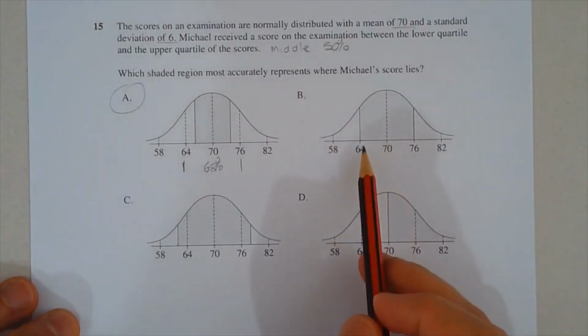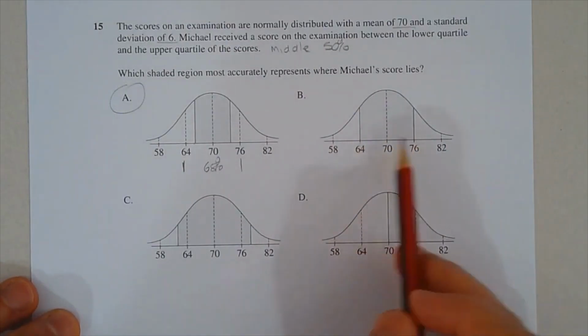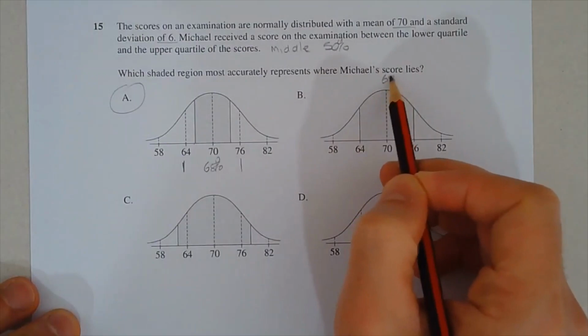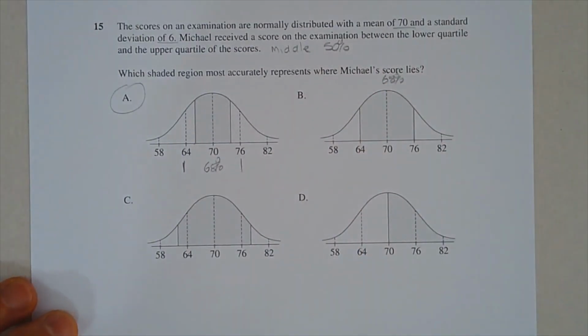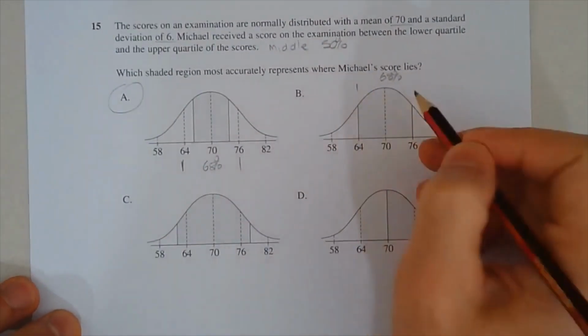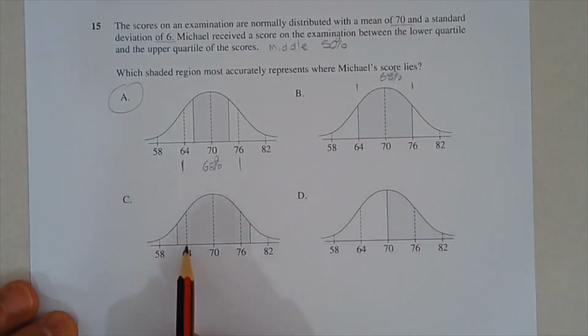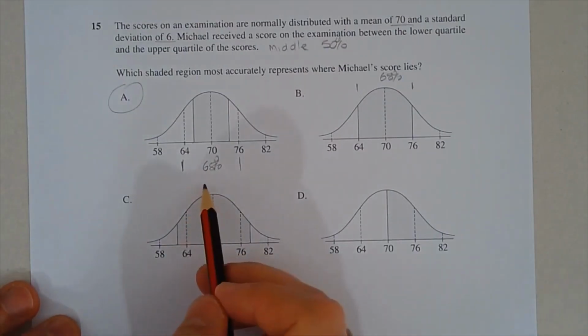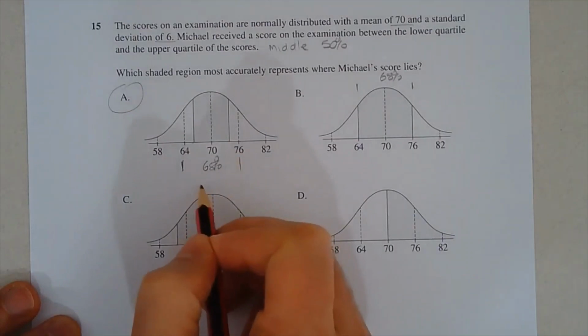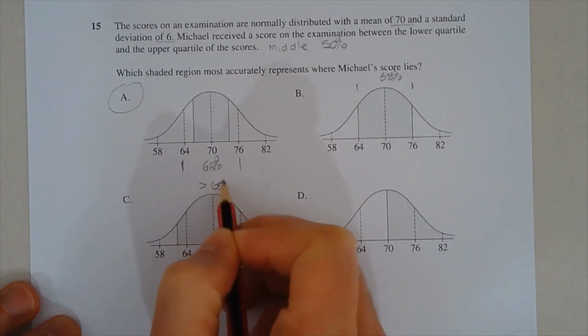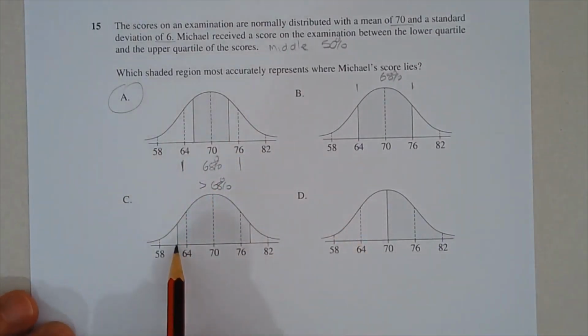Option B is incorrect because from 64 to 76, this is 68. Again, 68% of the scores lie between here and here. Option C, this is beyond plus or minus 1 standard deviation. In fact, this is greater than 68% of the scores, because we've actually gone beyond plus or minus 1 standard deviation.